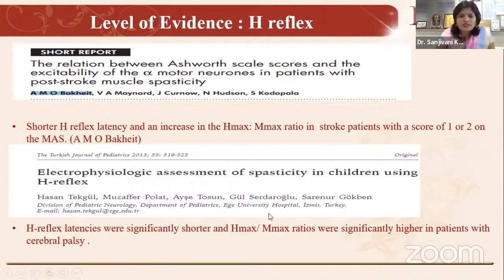Then electrophysiological assessment of spasticity in children using H reflex, means not only adults, we can use it in children also. In this article, they say that H reflex latency was significantly shorter and HM ratio was significantly higher in patients with cerebral palsy.